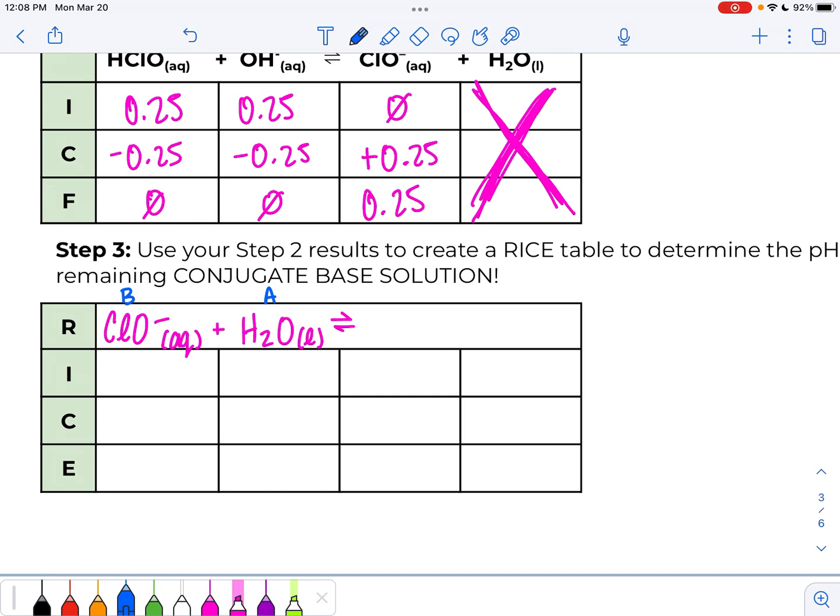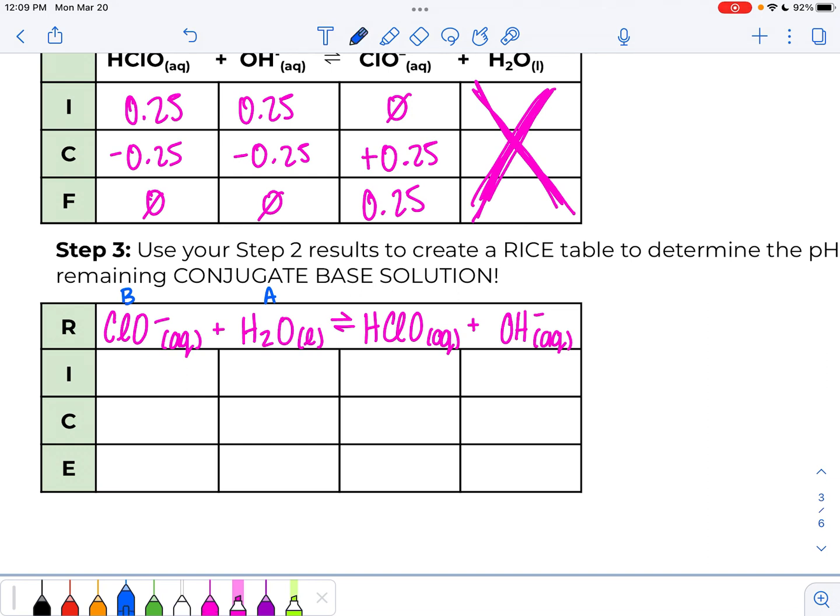Well, that base is going to take an H from the water. So we're going to produce HClO. Sorry, no minus. Get rid of that minus because we added in the proton. And what's left over from the H2O? Well, it lost one of its H's, so all we have left is OH minus because we took away a proton.